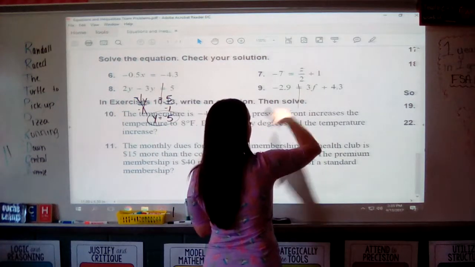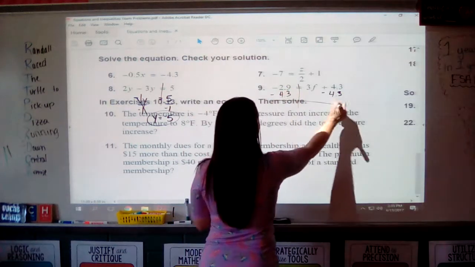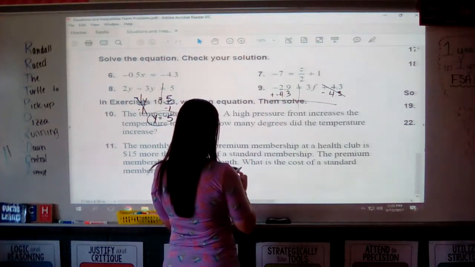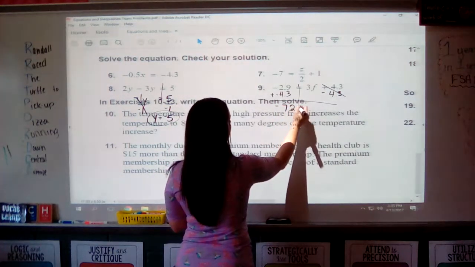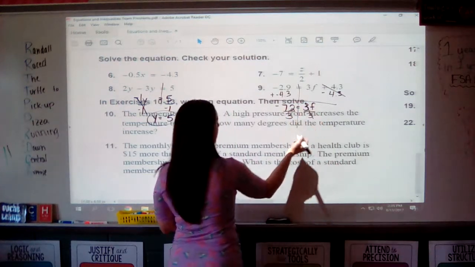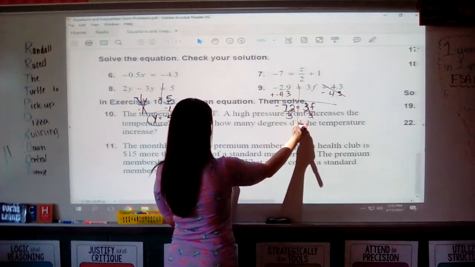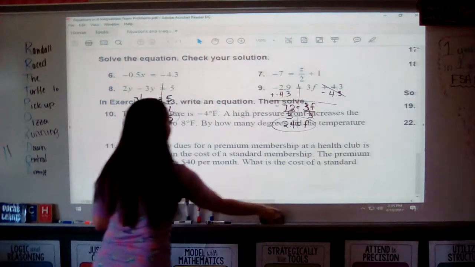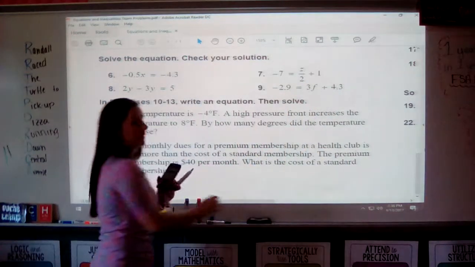Number 9 is also a two-step equation, so we want to start with our addition or subtraction first. So negative 2.9 minus 4.3, we need to do keep, change, change. Same sign, so add and keep the sign. So we have negative 7.2 equals 3f. Now I'm going to divide both sides by 3. A negative divided by a positive will give me a negative 2.4, so f equals -2.4. You can also check your answer for those if you plug them back in for the variable and make sure that the equation is true.